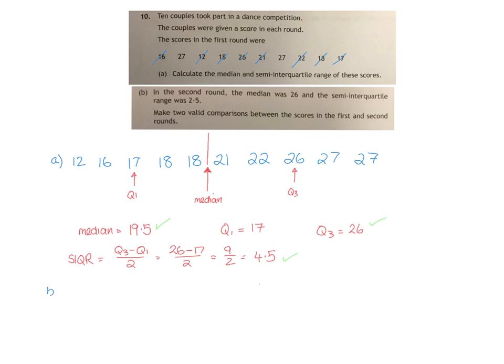So part B, we need to make 2 valid comparisons between the scores in the first and the second rounds. So if we look at the median, we can make a comment about the median. So on average, the scores in the second round were higher because the median is higher. Okay, so we need to remember we can talk about this either way. We can talk about the second round in respect to the first one, or the first one in regards to the second one.